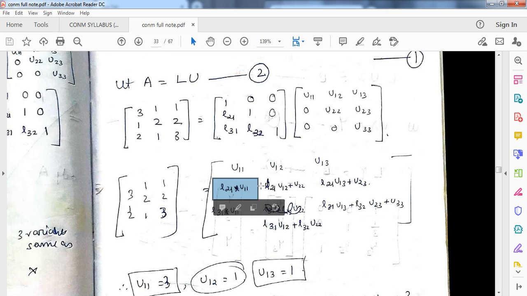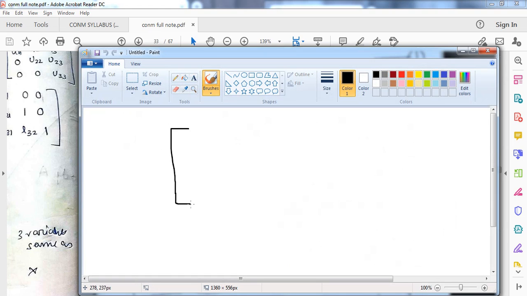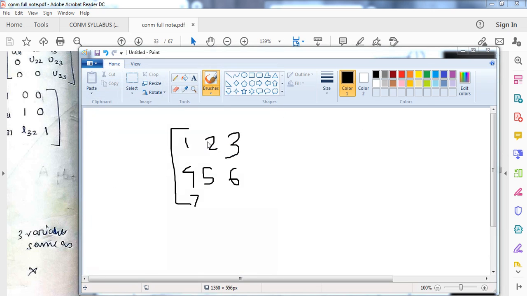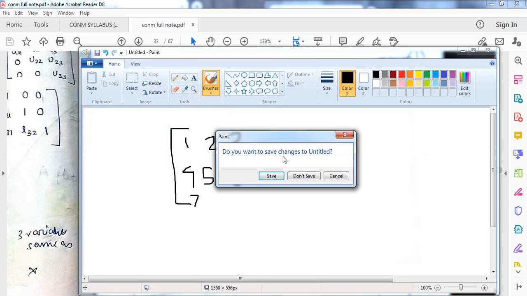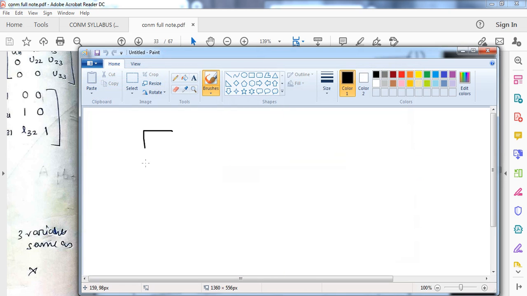I believe you know how to do this. If you do not know, in that case, let me see if I can do it. Just hold on. Suppose I need to find out.